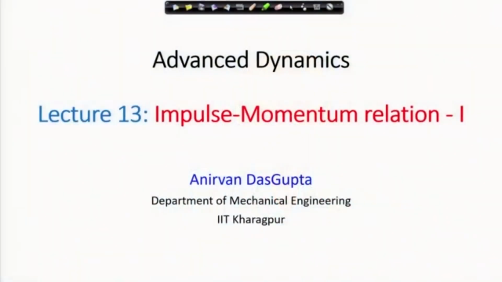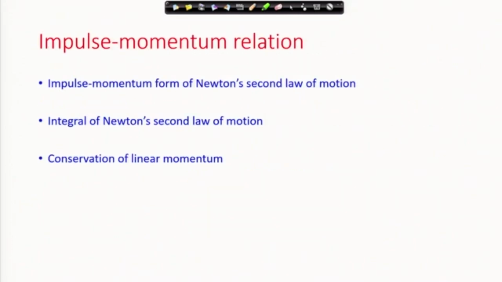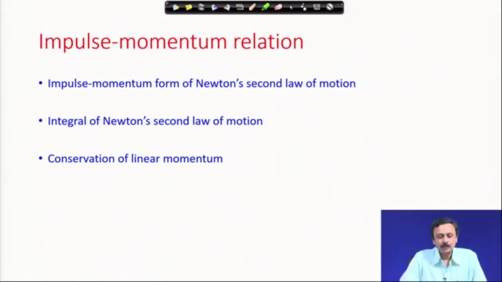In this lecture, we are going to discuss the impulse momentum form of Newton's second law. This is also known as the impulse momentum relation. This relation is an integral of Newton's second law. Just like the work energy form of Newton's second law, this is an integral of Newton's second law. Therefore, it is called the impulse momentum form of Newton's second law.